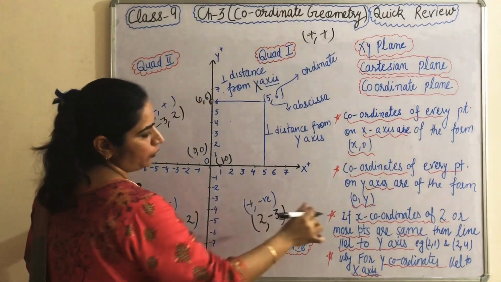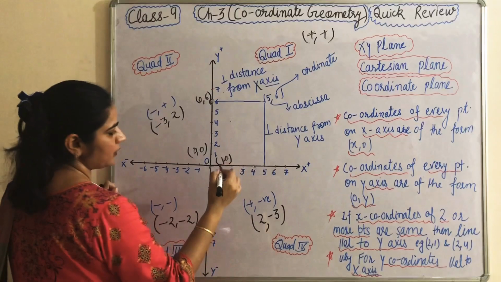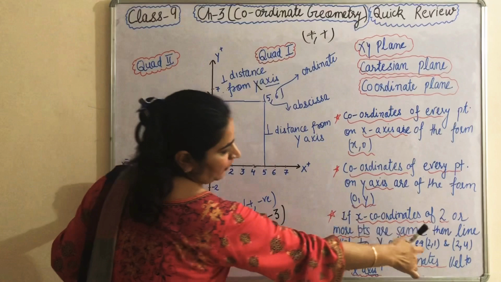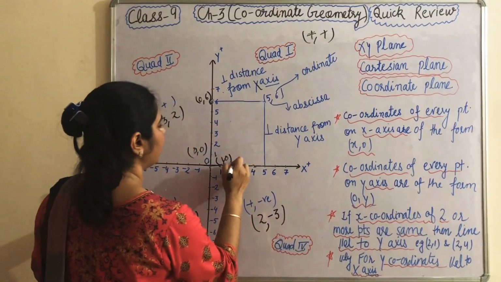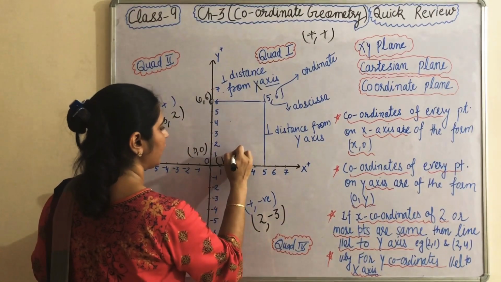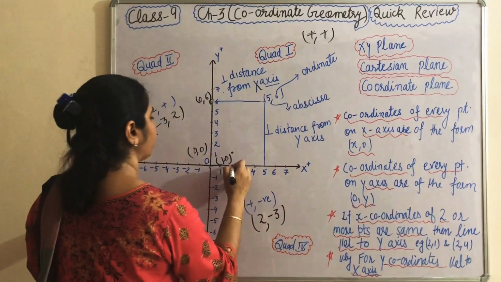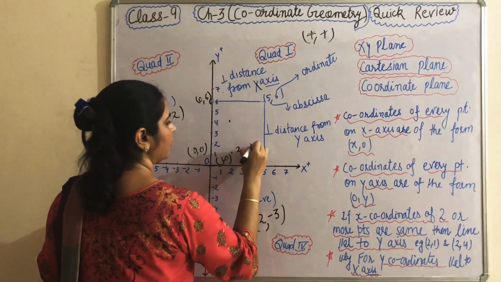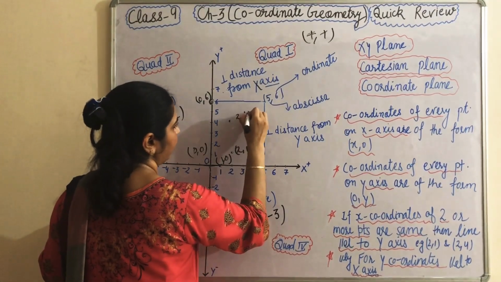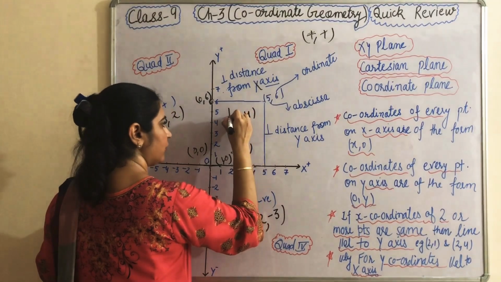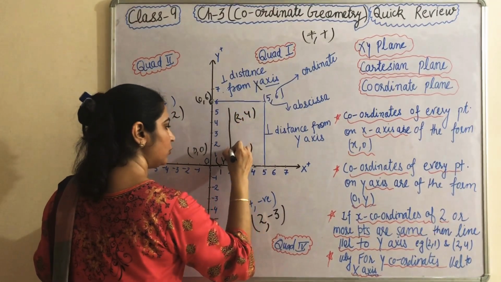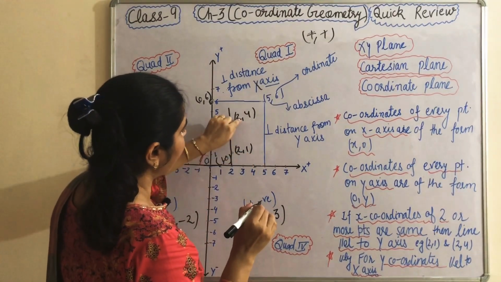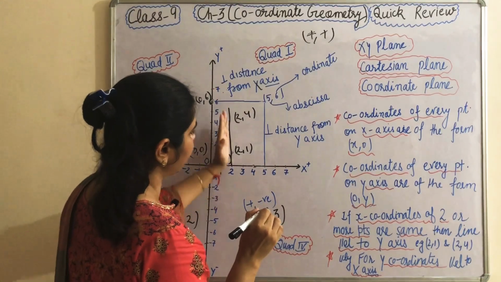One more thing I want to tell you: if the x coordinates of 2 points are the same, one example I have taken is (2, 1), x is 2, y is 1, will lie over here. The second is x is 2 and y is 4, will lie over here. When I join them, it will be a line which is parallel to the y-axis. If x coordinates are the same, the line will be parallel to the y-axis.